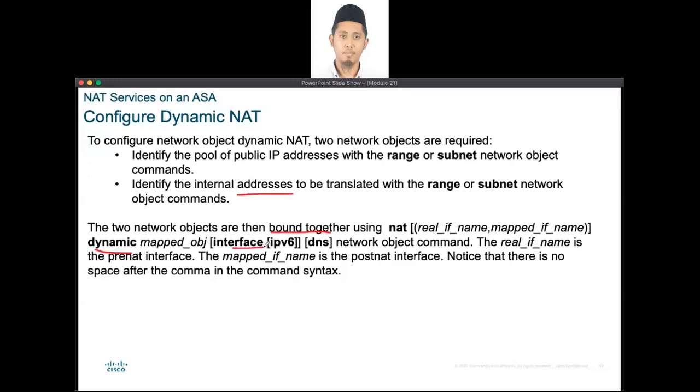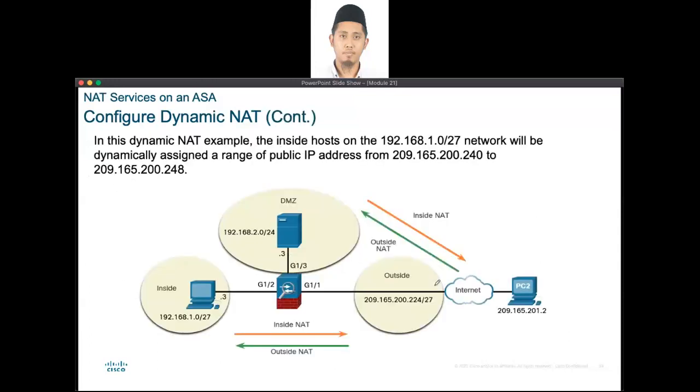And also we put nat and then the name and then the word dynamic, which maps the interface, which is for IPv6. And then the network object command. The real-ifc-name is the pre-NAT interface. The mapped-ifc-name, which is the next parameter, is the post-NAT interface. Notice that there is no space after the comma in the syntax. Okay, all right.